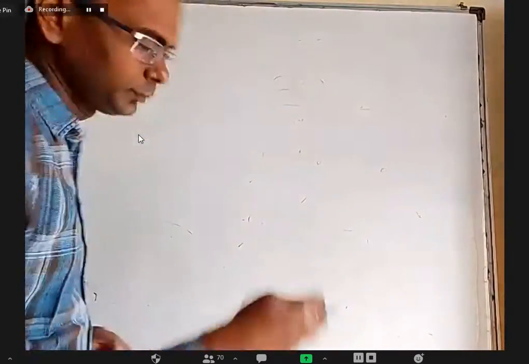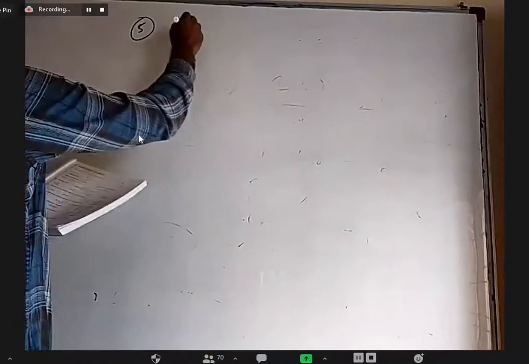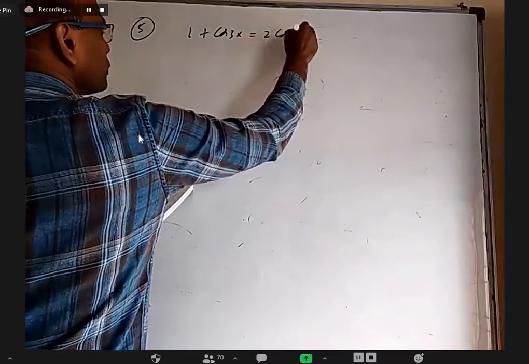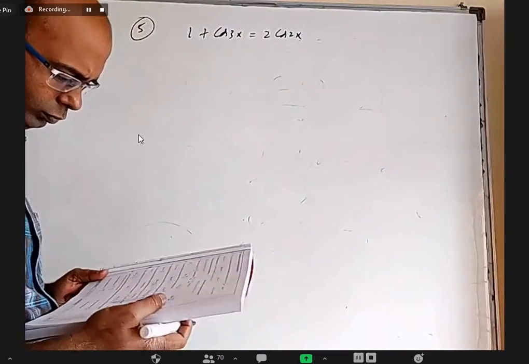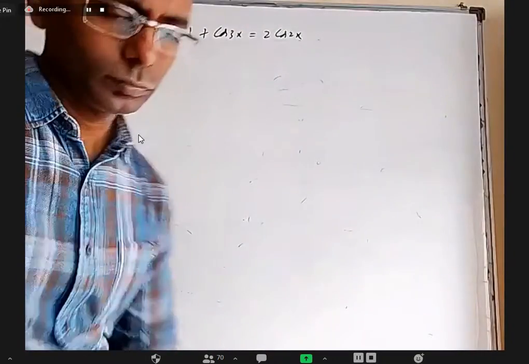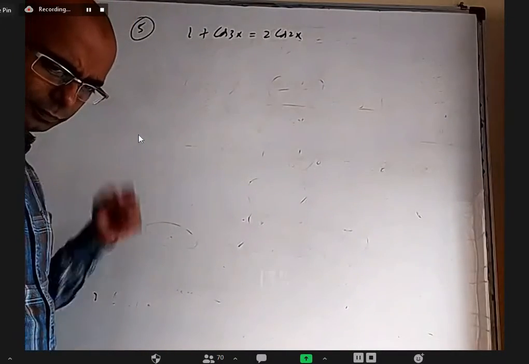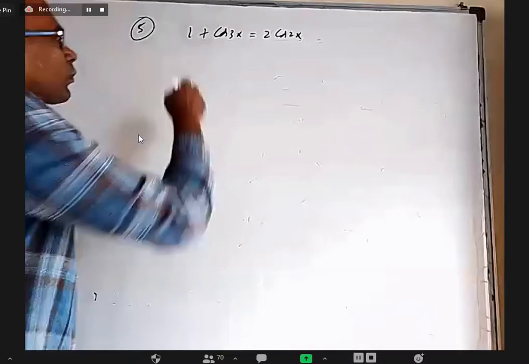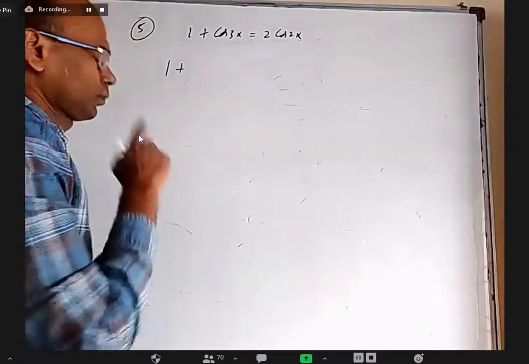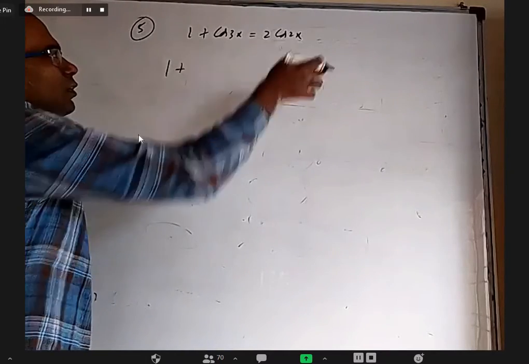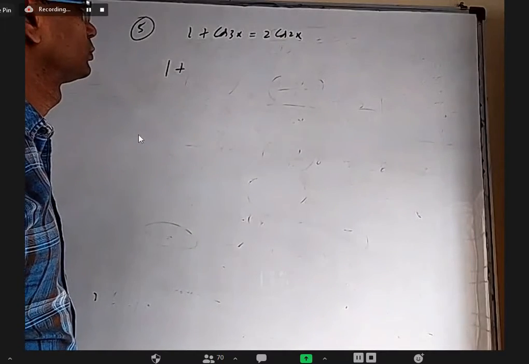Okay, fifth one. 1 plus cos 3x equal to 2 cos 2x. Okay, this may be a cubic equation in terms of cos. I can bring one cos 2x here and one cos 2x to that side and factorize it.